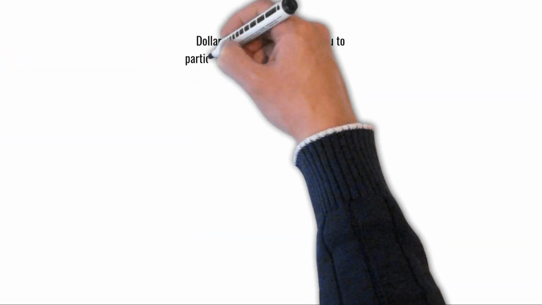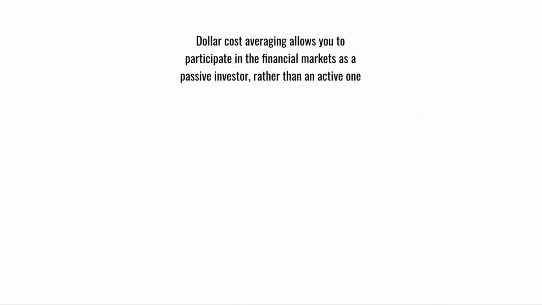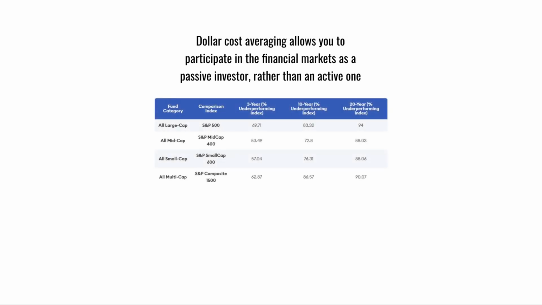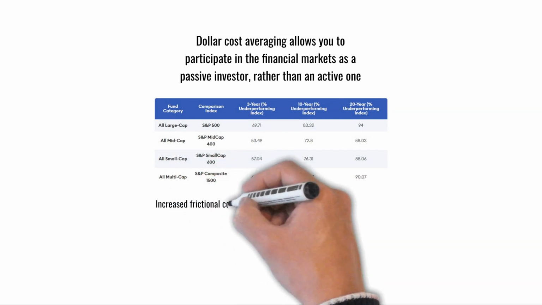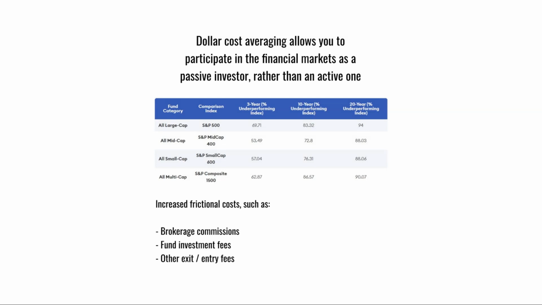Dollar cost averaging allows you to participate in the financial markets as a passive investor, rather than an active one. Active investors rarely outperform the stock market in the long run, and allocate so much of their time researching stocks, keeping up to date with the latest market moving events. They also let their emotion get in the way of their investing, which can increase frictional costs of a portfolio, such as brokerage commissions, fund investment fees, and more. This can dampen potential returns.